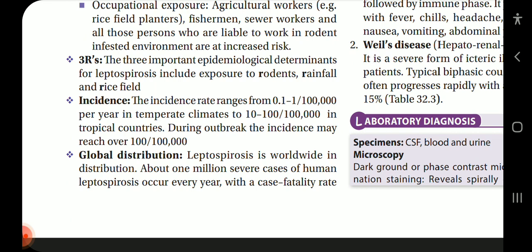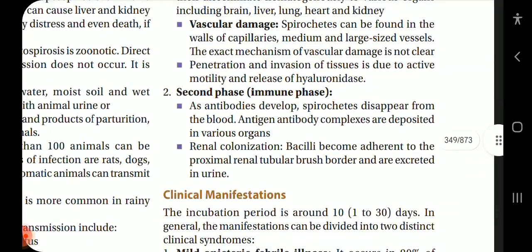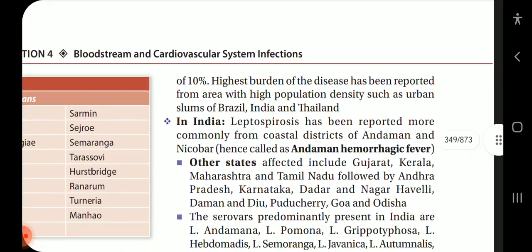Incidence. The incidence rate changes from 0.1 to 1 per 1 lakh per year in temperate climates to 10 to 100 per 1 lakh in tropical countries. During an outbreak, the incidence may reach over 100 per 1 lakh. Global distribution. Leptospirosis is worldwide in distribution. About 1 million severe cases of human leptospirosis occur every year with a case fatality rate of 10%.